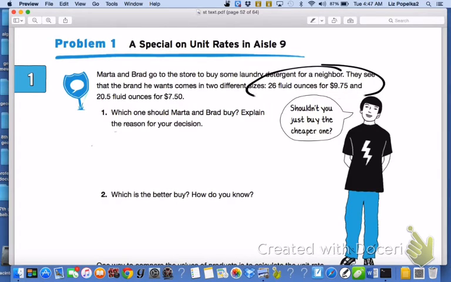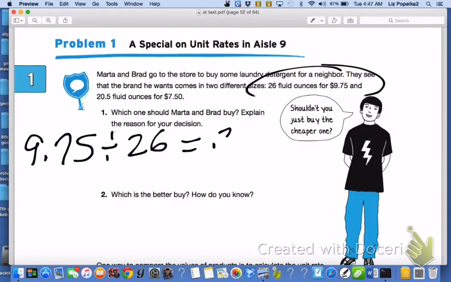So I'm going to take this 26-ounce one first. So I'm going to put in my calculator $9.75 divided by 26 ounces. If I do that, I get 0.375, which we know when we're talking about money, how much is each 1 ounce going to cost us. So we know that money doesn't have 3 decimal places. So that's going to be pretty close to 38 cents. I use that 8 to round the 7 up because it's 5 or bigger.